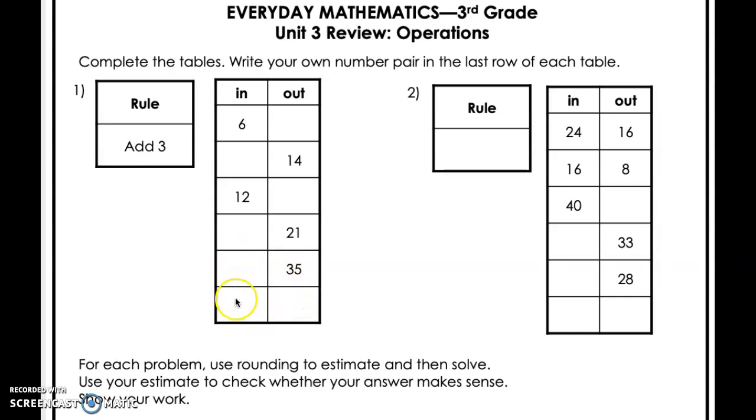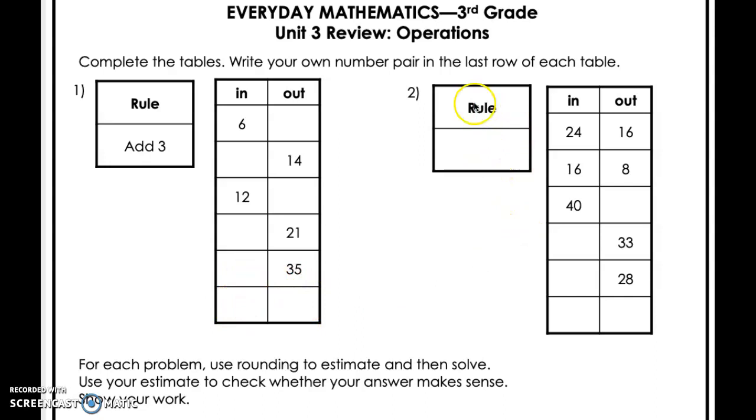So then the last one, you're going to put your own. So what goes in? You could say, oh, 2. And you add 3 to it, and that would be 5. But you could make any number here. So that's your choice, what you want to do.